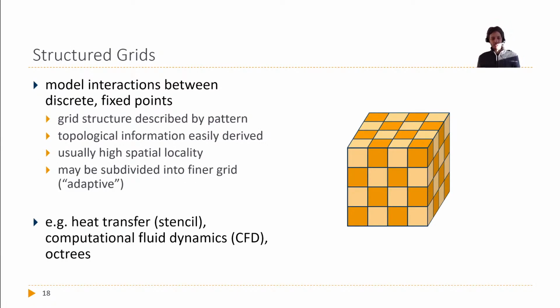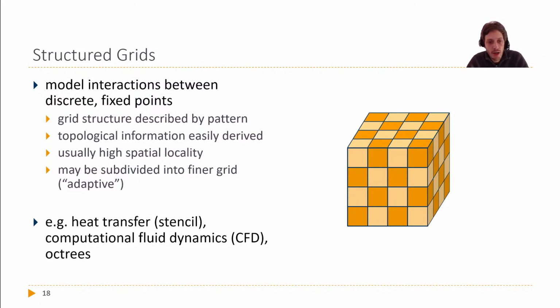Moving again to something else that we already know, structured grids. For structured grids, we model interactions between discrete fixed points where we have a grid structure that describes a pattern where these points are and how the topology looks like.